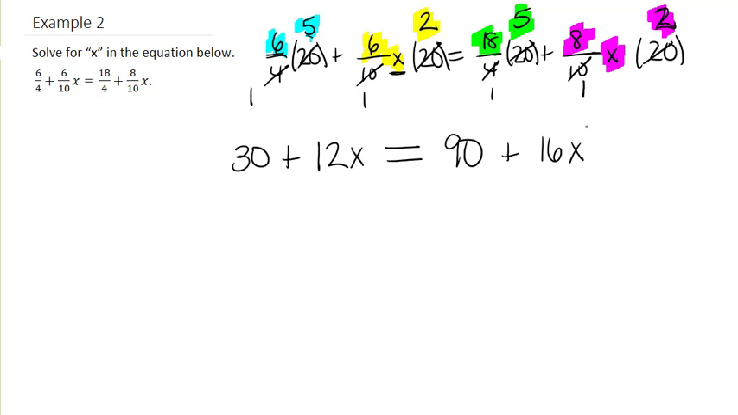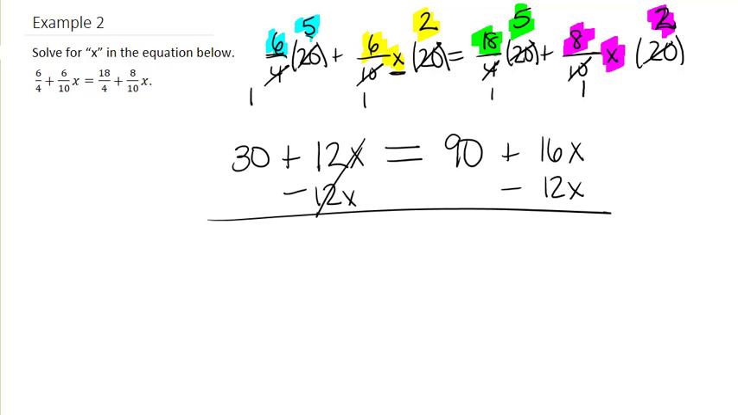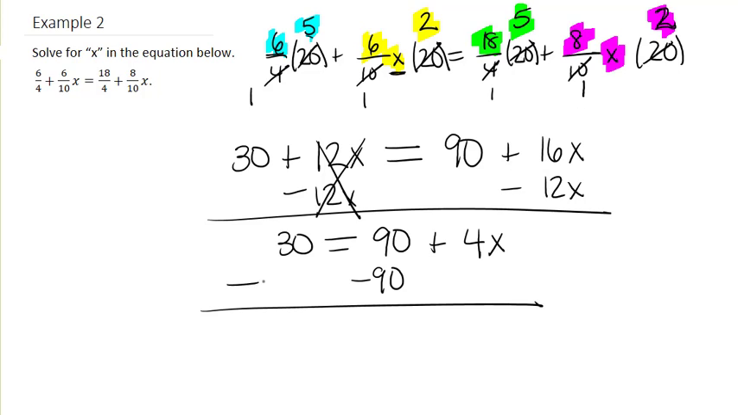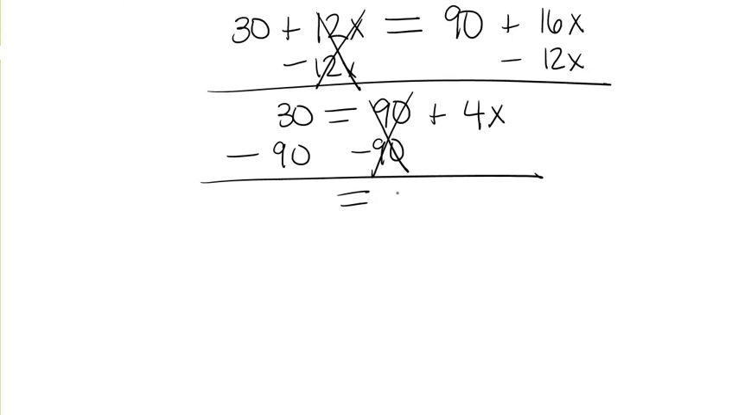And then what we do is we're going to rearrange. So let's go ahead and move the 12x first to the right-hand side. It gets rid of it on the left-hand side, and we're left with just 30, which is equal to 90. Now we have 16 minus 12, so that is just 4x. Then the next thing we do is we're going to move the 90. So we're going to subtract on both sides. So then it's gone on the right-hand side. And so now we have 4x. And now we have 30 minus 90, which is equal to minus 60.